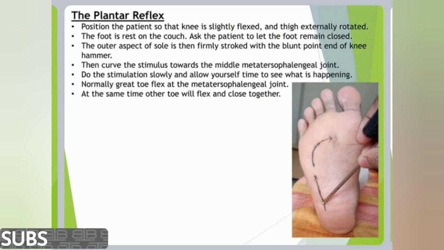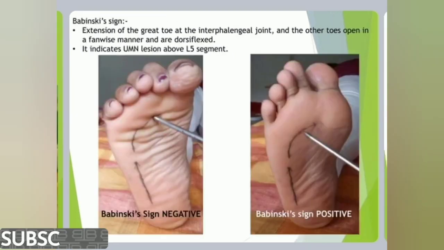Normally the great toe flexes at the metatarsophalangeal joint. At the same time, the other toes will flex and close together. And this is all about the plantar reflex. Extension of the great toe at the interphalangeal joint and the other toes opening in a fan-wise manner, or fanning of the other toes, will indicate Babinski sign, and it is present in upper motor neuron lesion above the L5 segment, as you can see in this picture.